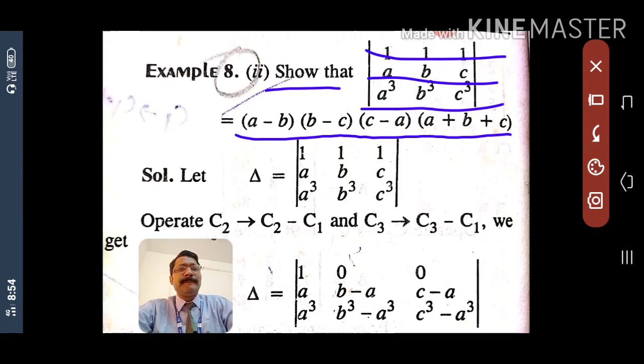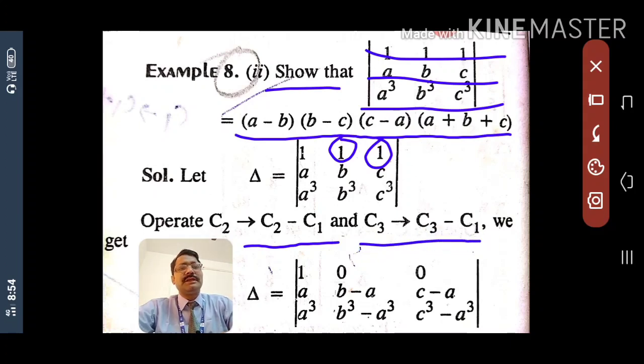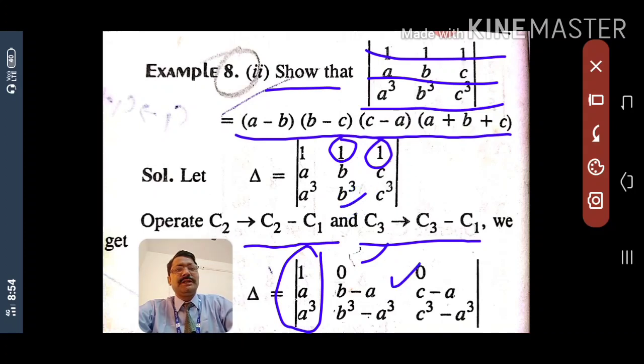How can we prove it? Look here, this 1 and this 1 you have to make 0. So for that you will do the operation: C2 becomes C2 minus C1, and C3 becomes C3 minus C1. So look here what you get. C1 has no change, so the first column is as it is. Second column, when you subtract from the first column, 1 minus 1 is 0, then you get b minus a, then the third entry is b cube minus a cube. Similarly the third column will be 1 minus 1 is 0, then c minus a, and c cube minus a cube you will get. So for a cube, you have to apply the formula.